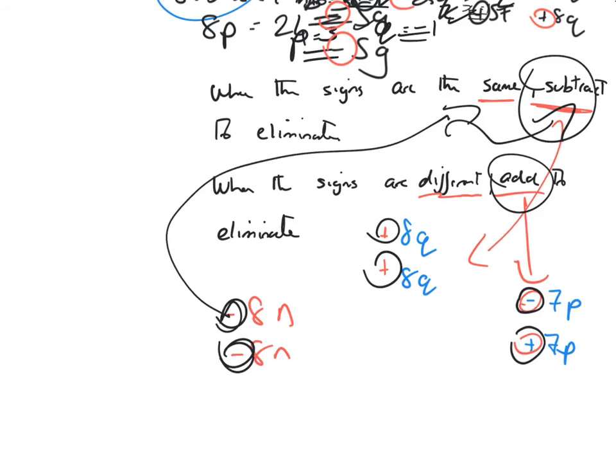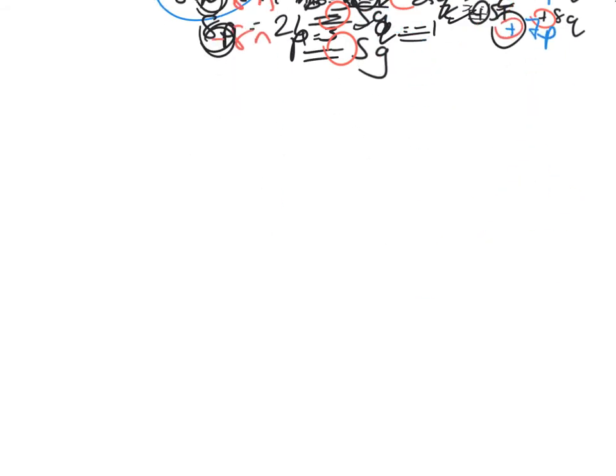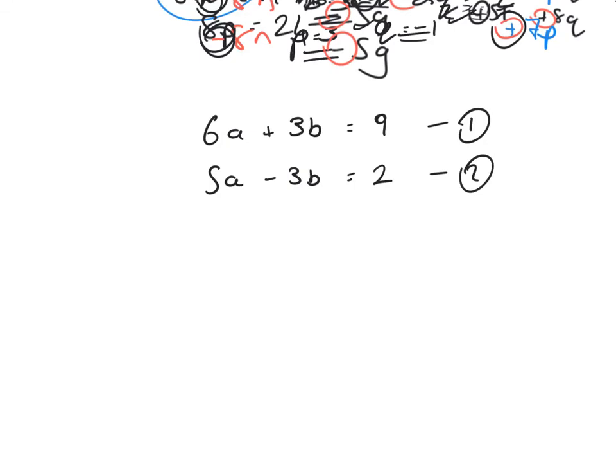Okay, let's try another example then, which is going to be the following. 6a plus 3b is equal to 9. 5a minus 3b is equal to 2, equation 1, equation 2. Okay, now I'm going to use my rule. So I'm going to get rid of b's. Now the signs are different, so it's my rule again. When the signs are different, you add the equations.